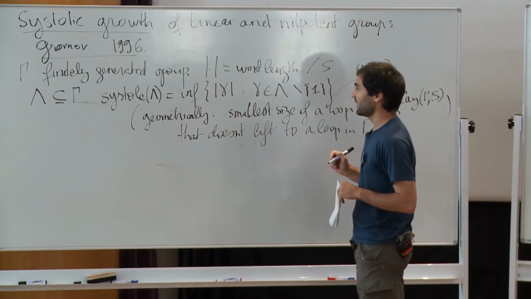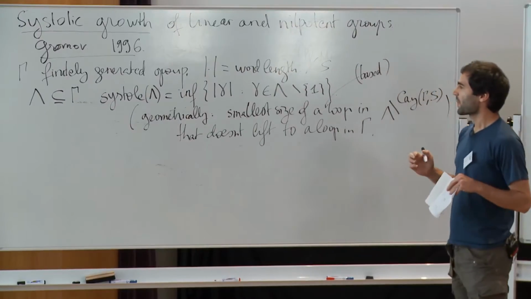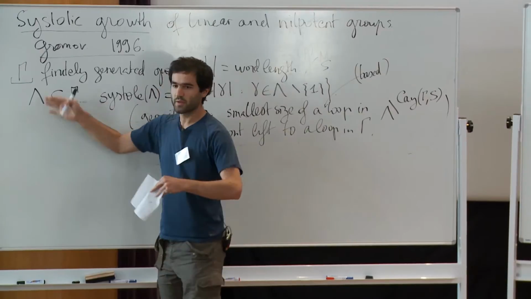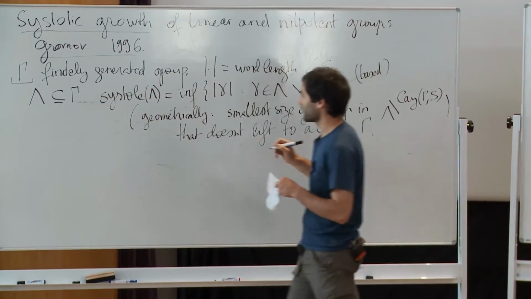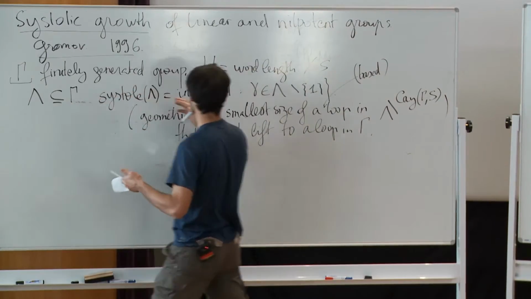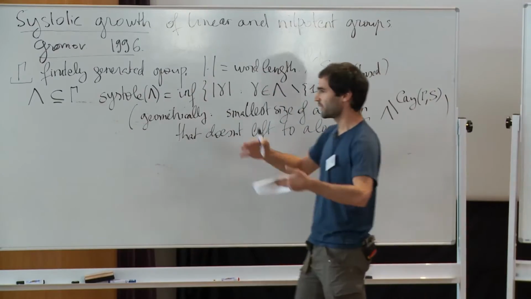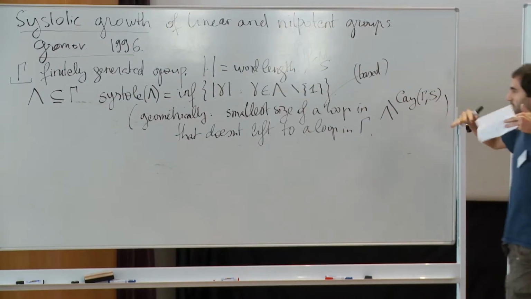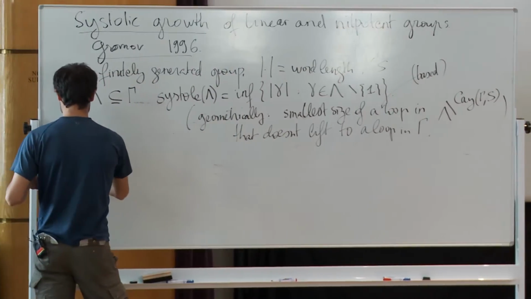Okay, this is my object, and this is something which moves. I want to study gamma and to figure out how this systole behaves when we pass to finite index subgroups. Geometrically, it's studying the systole of higher and bigger finite coverings. So, systolic growth.